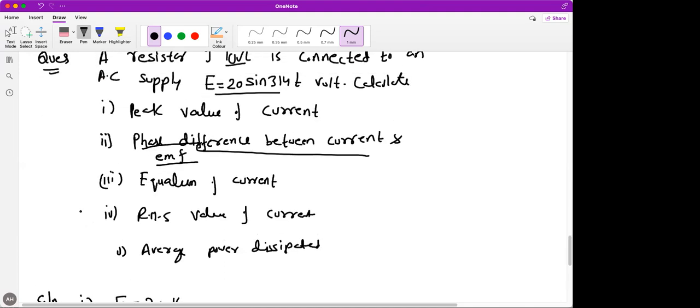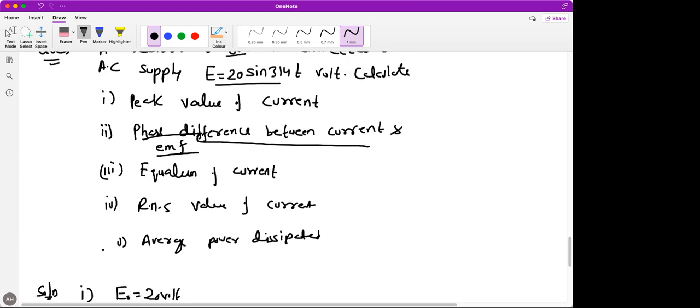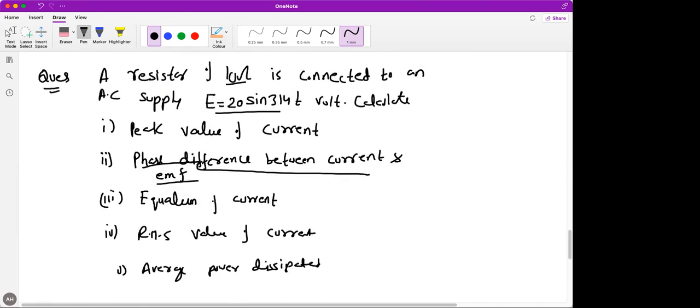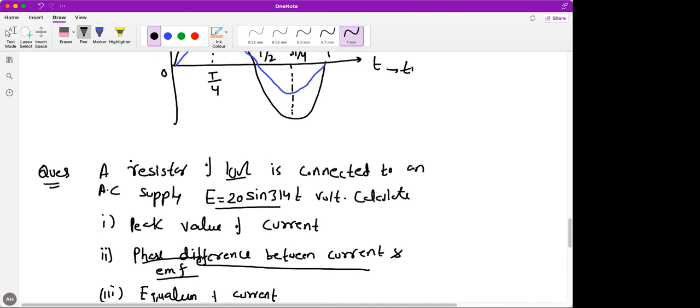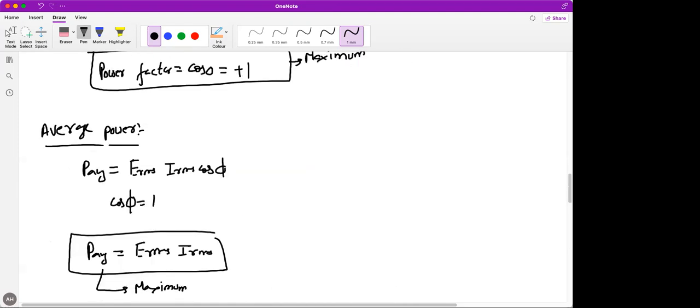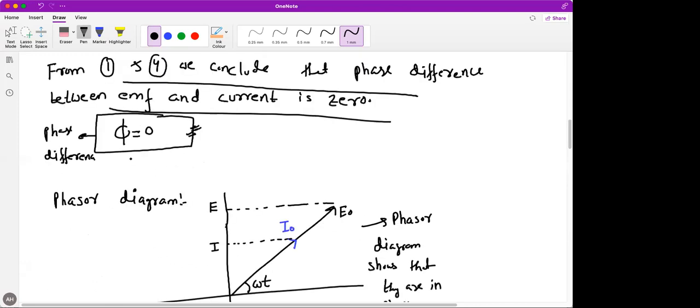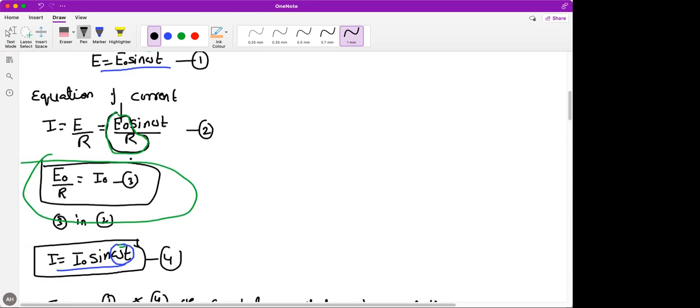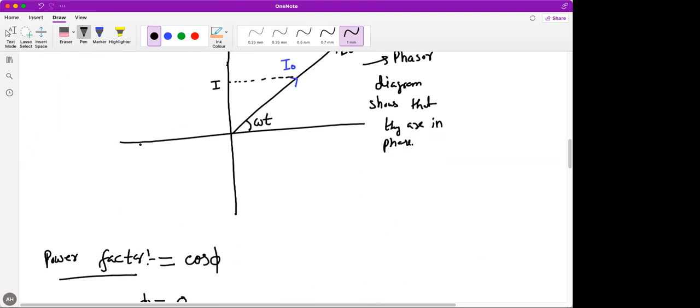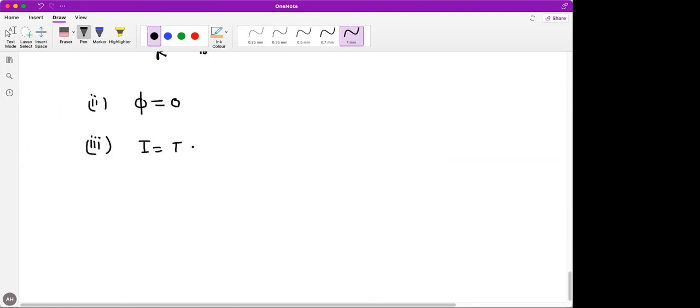After the phase difference, I need the equation of current. Amalia, do you remember any equation of current for the circuit having resistor only? Which equation will you use for current, 1, 2, 3, 4? Equation number 4. Good. This is the equation of current: I is I naught sine omega t.